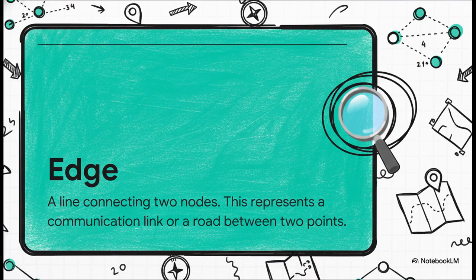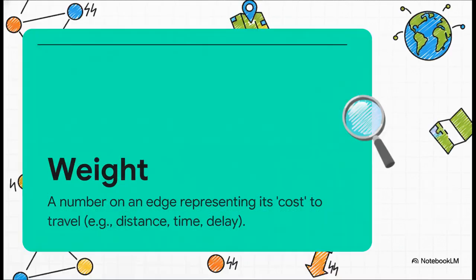Next, we have edges. Super simple. These are just the lines connecting our nodes. An edge is the road between two cities, or it's the fiber optic cable between two routers. It's the path you could take. But here's the secret sauce. This is what brings the whole map to life. Every edge has a weight. It's just a number that represents the cost of traveling along that edge. This is what turns a simple drawing into a really interesting puzzle. A high weight could mean a really long road or a super slow internet connection. A low weight means it's the path of least resistance.